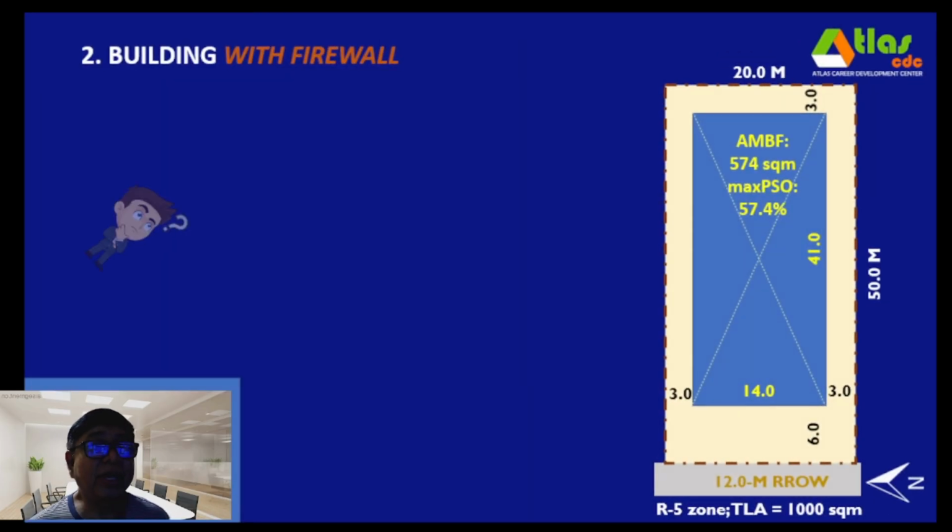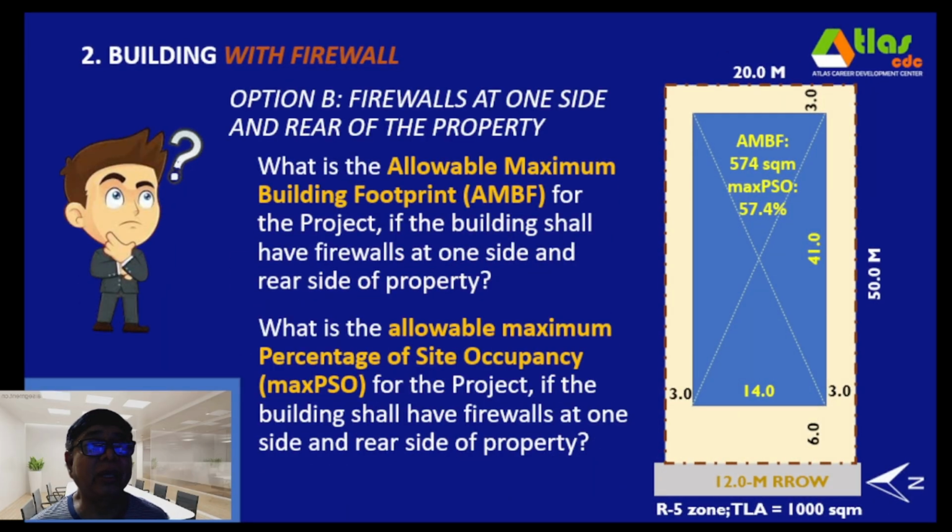So, puntahan naman natin ang susunod na option sa firewall. Diyan ay kung meron kang firewall at one side and the rear of the property. So we are going to determine what is the allowable maximum building footprint, or AMBF, for the project if the building shall have firewalls at one side and rear side of the property, or what is the allowable maximum percentage of site occupancy for the project if the building shall have firewalls at one side and rear of the property.